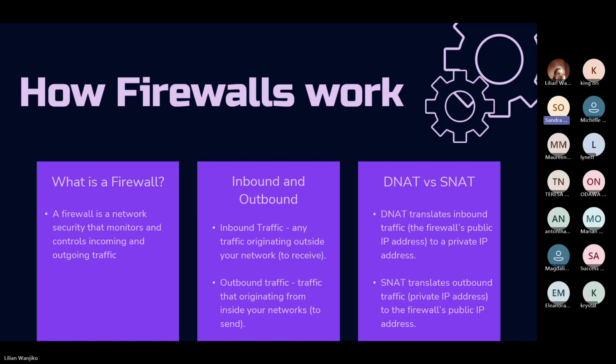That is to allow private addresses in the network to be able to communicate to the internet. Now the SNAT will translate the machine's IP address to the firewall's public IP address, which will enable that host to be able to access or communicate with resources in the internet. Okay, that's a good explanation.